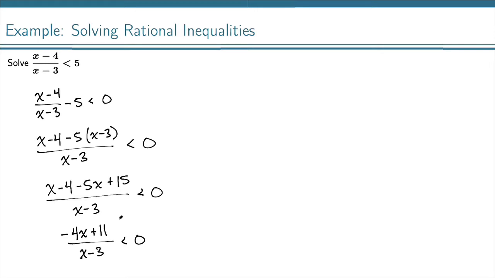Now we get the zeros from the numerator and the denominator. So we take negative 4x plus 11 and we set it equal to 0, and we take x minus 3 and set it equal to 0. For the negative 4x plus 11, if we subtract 11 from both sides, we get negative 4x equals negative 11. Then divide both sides by negative 4, and we get x equals 11 fourths. For the x minus 3, we just add 3 to both sides, and we get x equals 3.